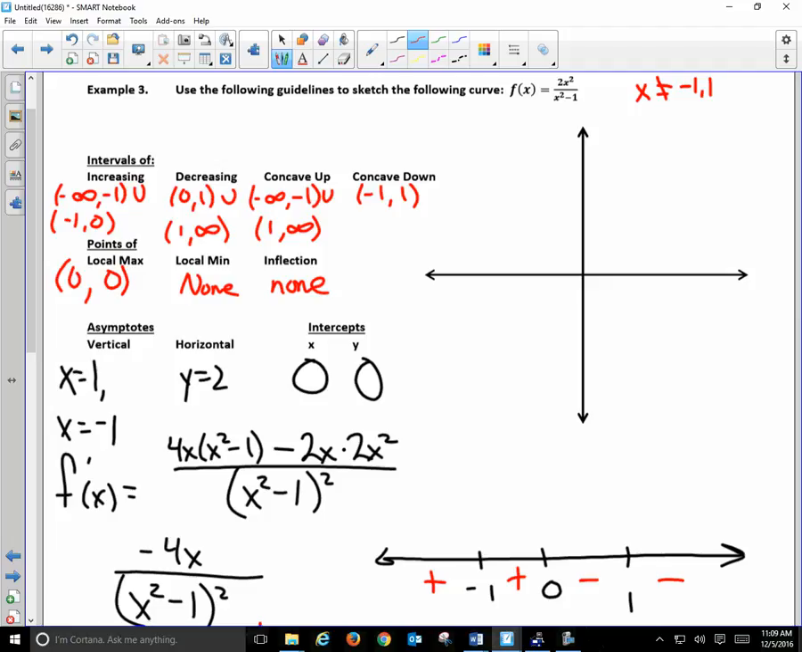Now it's time to graph it, the most exciting part of the day. So vertical asymptotes, I'm going to put those on here.